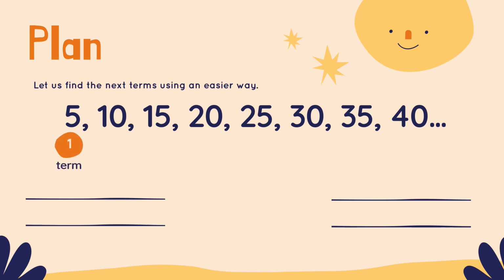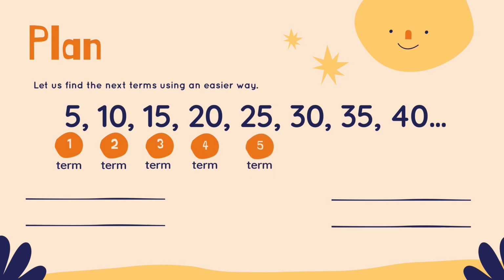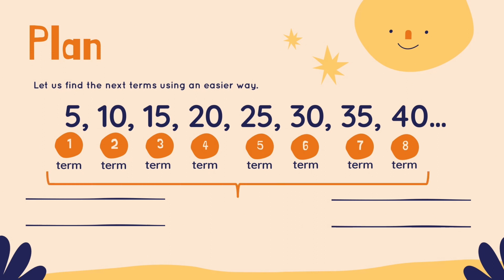5 is the first term. 10 is the second term. 15 is the third term. 20 is the fourth term. 25 is the fifth term. 30 is the sixth term. 35 is the seventh term. 40 is the eighth term. This is what we call position. Each term has a certain position in the sequence. We are going to represent that with the letter N. Again, let us represent position as letter N.